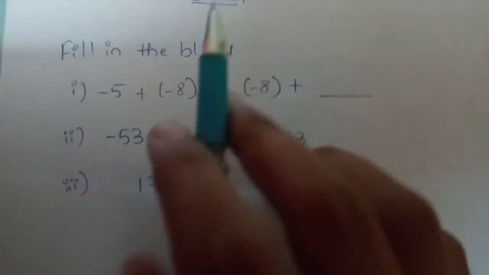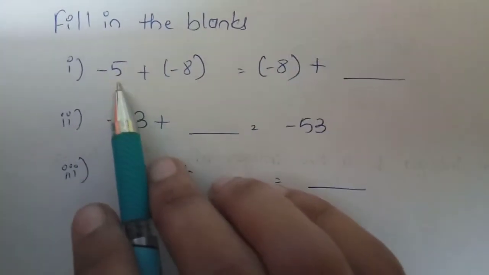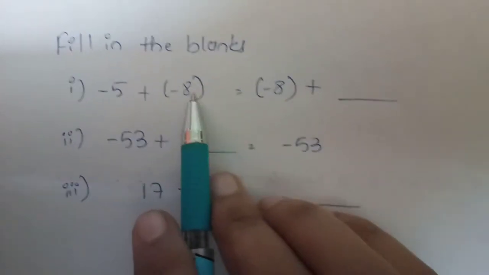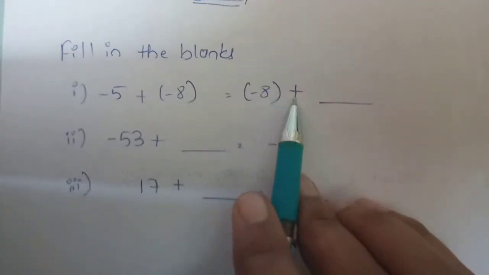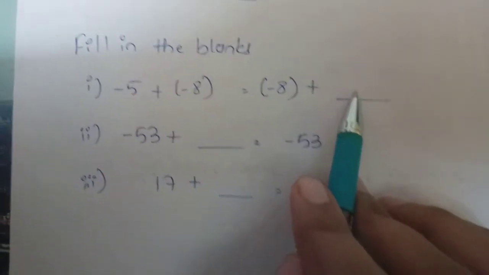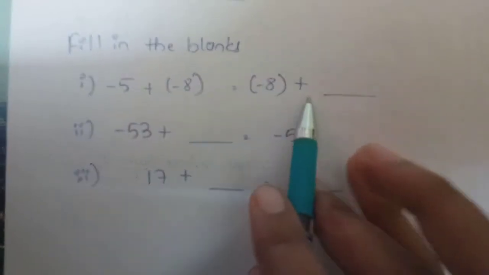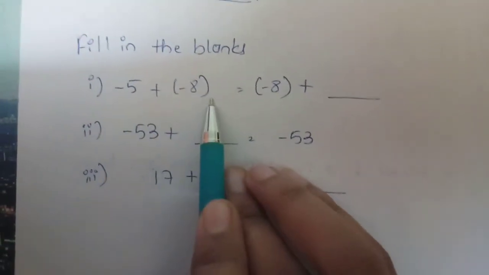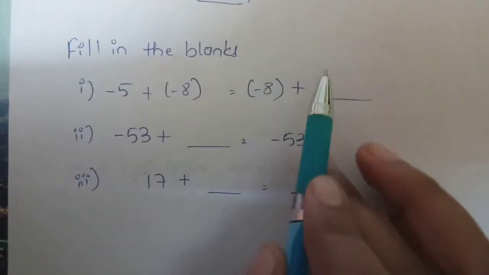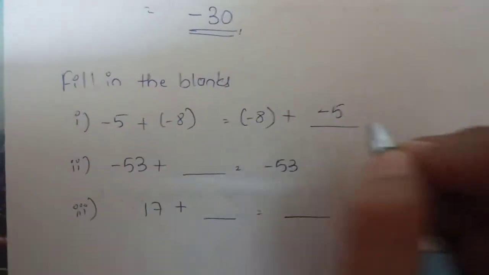Okay, the next topic is fill in the blanks. The first one is minus 5 plus minus 8 is equal to minus 8 plus blank. We need to fill this blank. You have studied that A plus B is equal to B plus A. So here A is minus 5, B is minus 8. Now B we wrote here, so we need to write A here. So it will be minus 5.